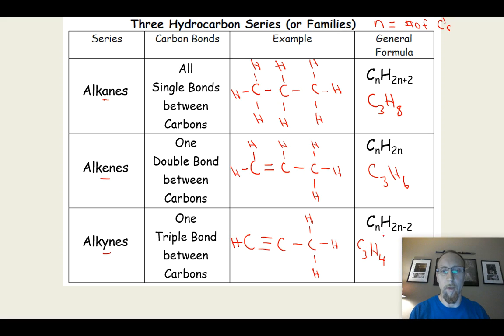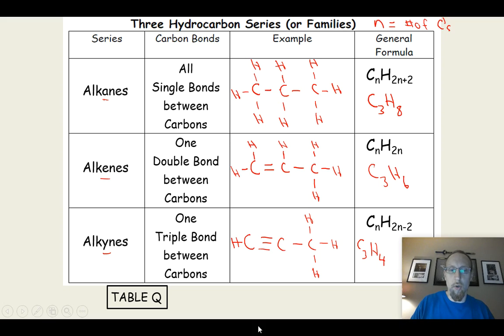The general formula should always work out, right? So whatever formula you draw, it should be in line with the general formula for that hydrocarbon series. So notice what happened. I went from 2n plus 2 to H2n because we lost 2 hydrogens when we form that double bond. And then when we form that triple bond, we lose another 2 hydrogens. And now it's 2n minus 2.